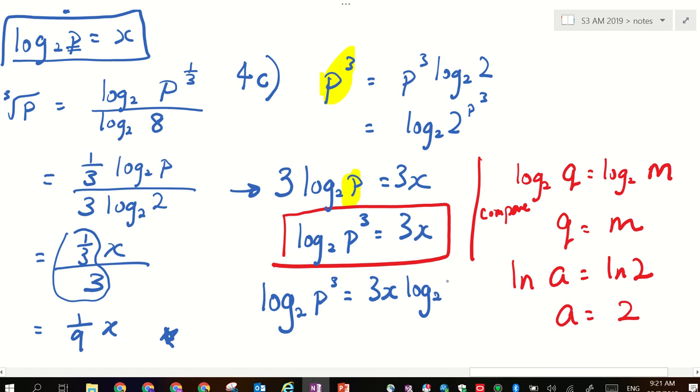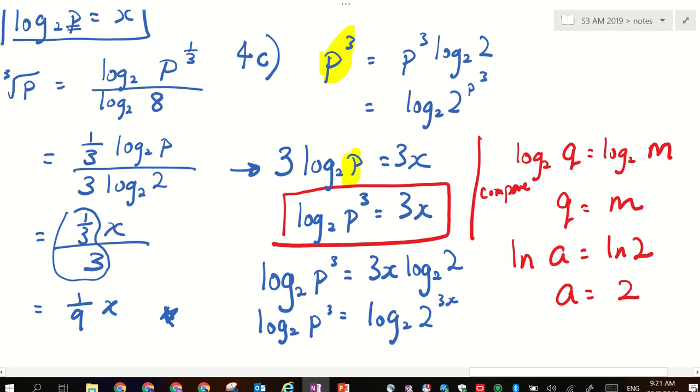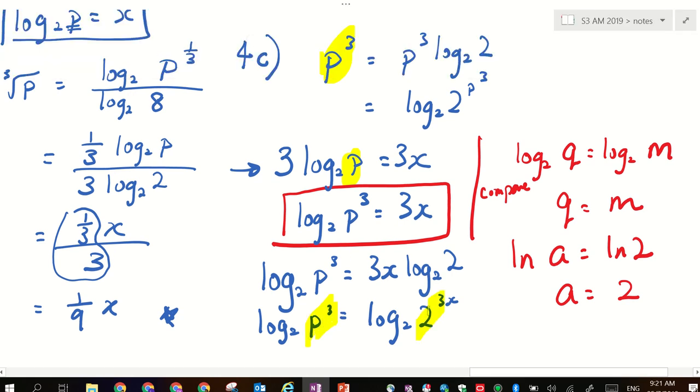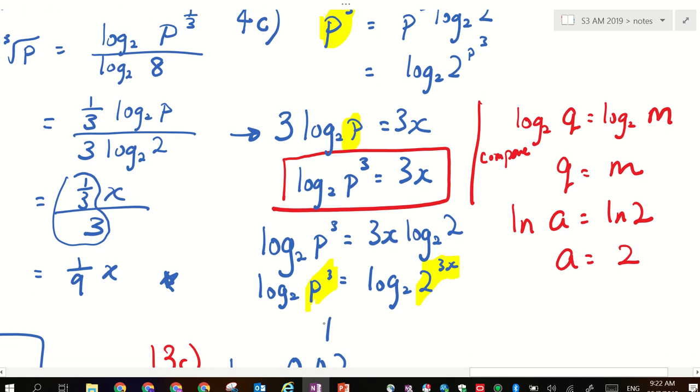I don't know why you are talking. I thought this question is something that many will have problems with. So once you convert it to the same base, then you say since it is the same base, the inside must be the same. So P cube must be equal to 2 to the power of 3x. It's okay, if you do something different, you get the same answer, it's okay.